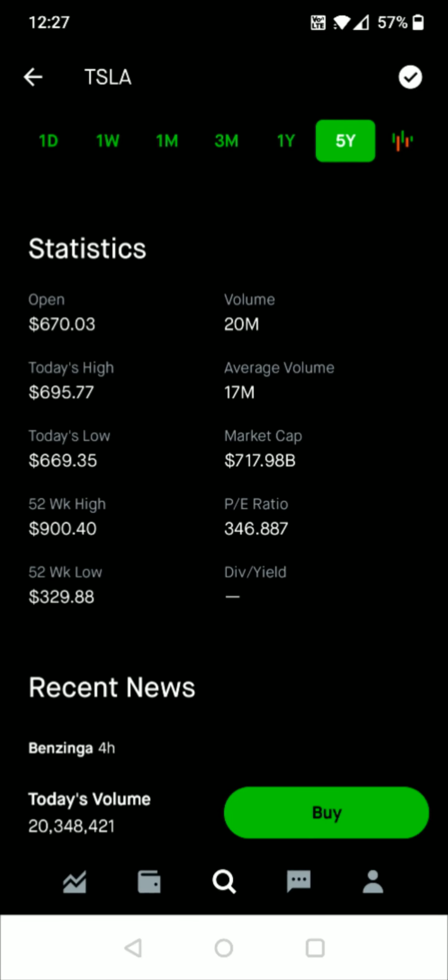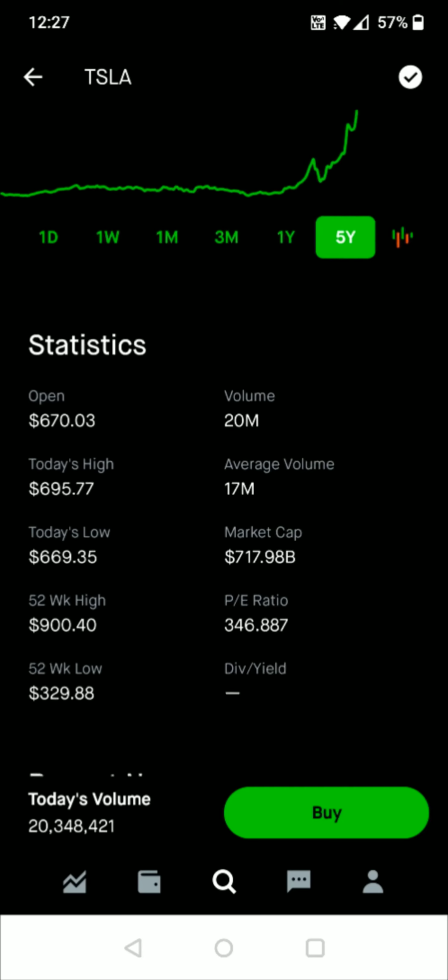And then also if you go down to the statistics, you can see what the price was when market opened, the high for the day, the low for the day. It's 52-week high. So the highest price for that stock over the past year, the 52-week low, which is the lowest trading price over the past year. And then the volume is how many shares have traded hands during this past trading day, the average trading volume for the company, and then the market cap.